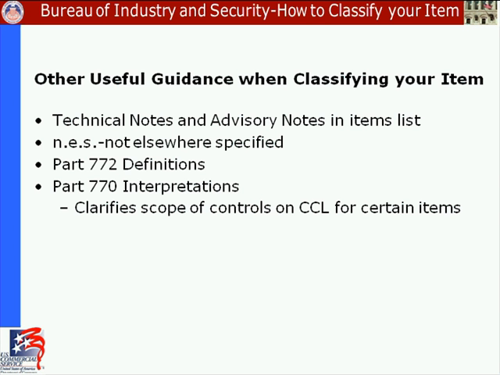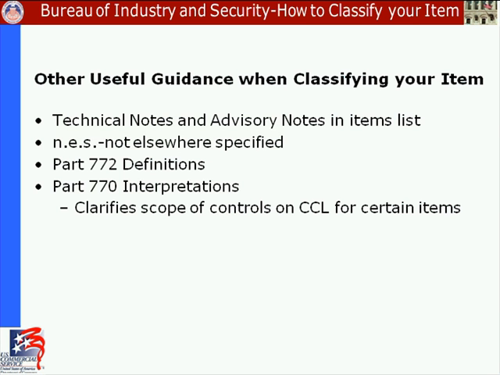Another useful guideline I already mentioned: read the Part 772 definitions. Also read Part 770, the interpretations. Some interpretations are global, meaning they may apply to multiple categories. Some interpretations are for specific ECCNs or for specific categories.